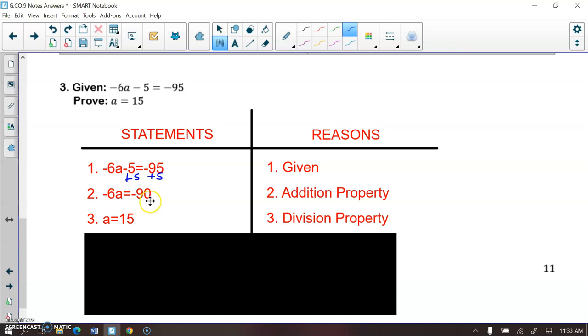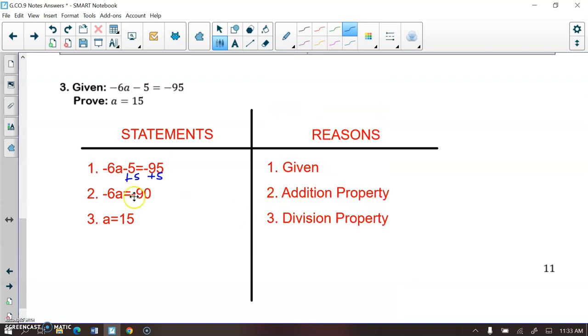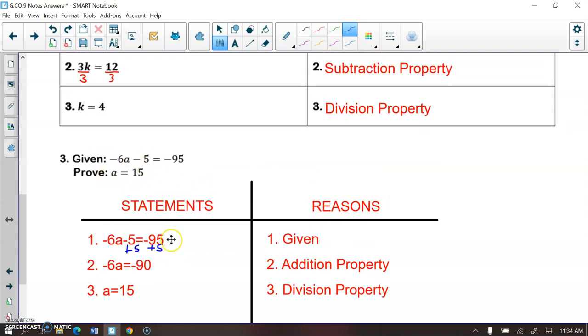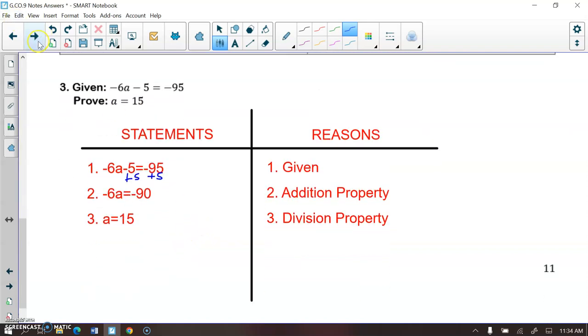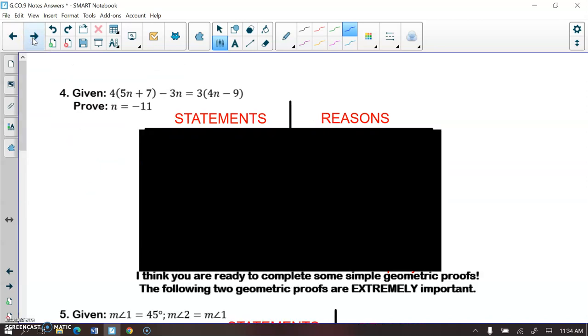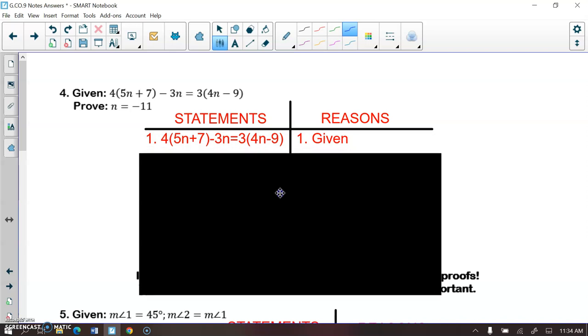So I divide by negative 6 on both sides, and I get exactly what I was trying to prove by using the division property. So if you notice, the last step of a proof is always what you were asked to prove. All right, moving on to the next page, another equation. This one's a long one. So please make sure to draw your vertical and horizontal line and write statements and reasons, and then go ahead and write your given.